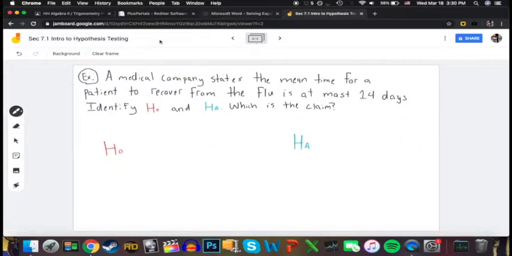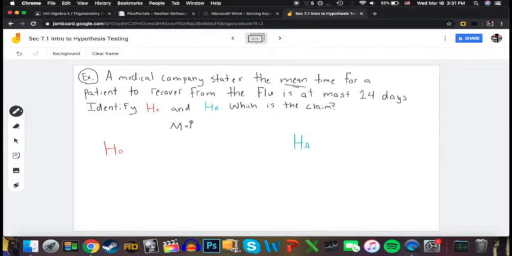So here we say that a medical company states that the mean time for a patient to recover from the flu is at most 14 days. And so all that we want to do is just to identify what the null hypothesis and the alternate hypothesis are, and then which is the claim related to this statement here. Well, we know for one that our population parameter is the mean, right? And we know that we use the Greek letter mu to represent the mean.